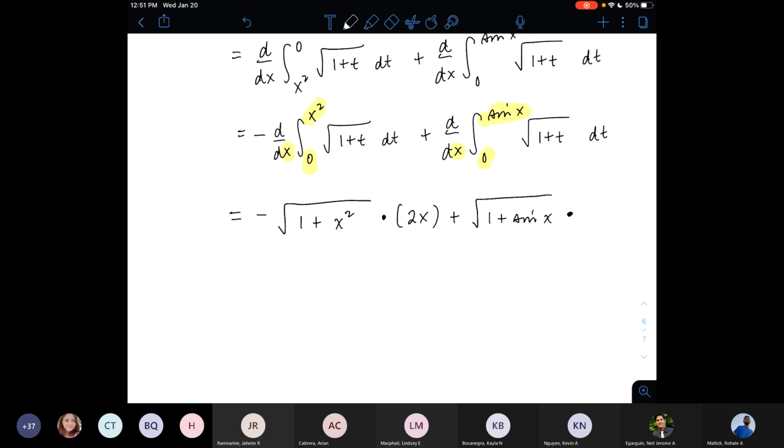Then the chain rule kicks in. I need to multiply it by the derivative of the upper bound. The upper bound is sine x. The derivative is cosine x. And that's it. That's my final answer. That's f prime of x.